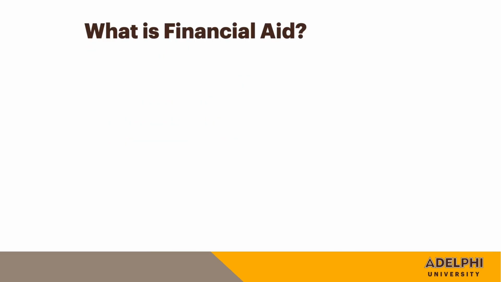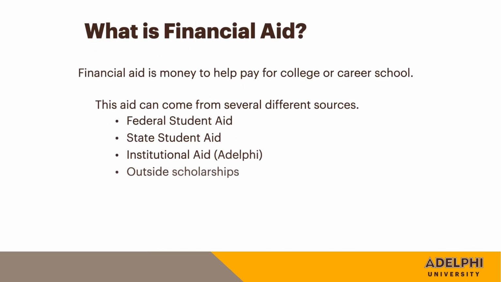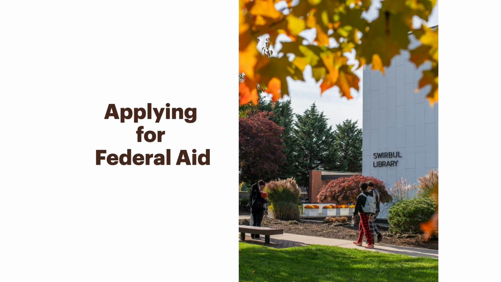What is financial aid? This is money made available to students to help fund their education. These funds can come from several different sources and require separate application processes. How to go about applying for aid.